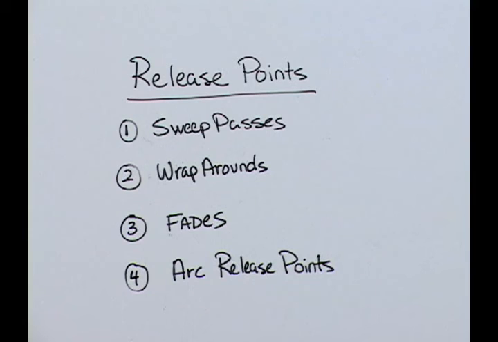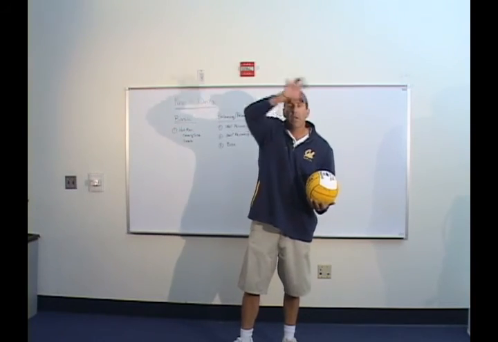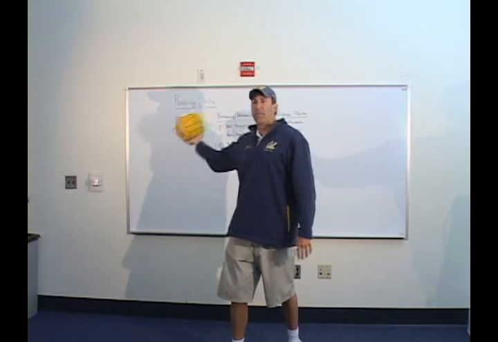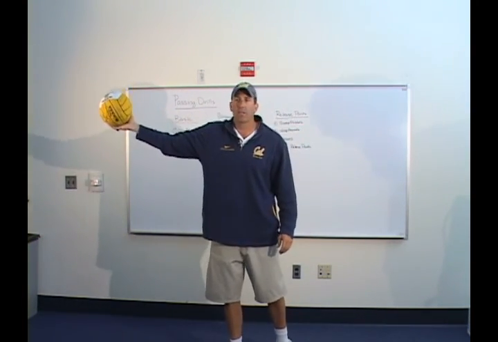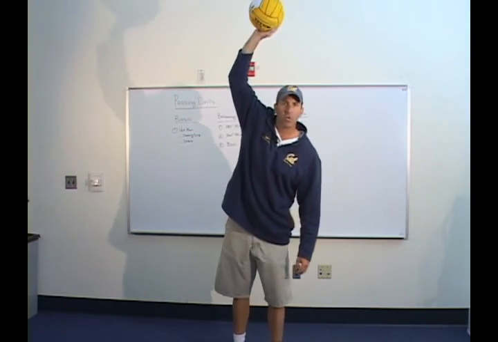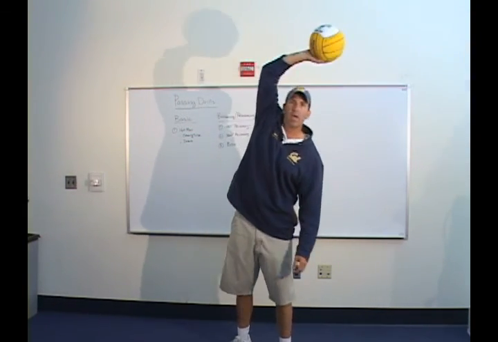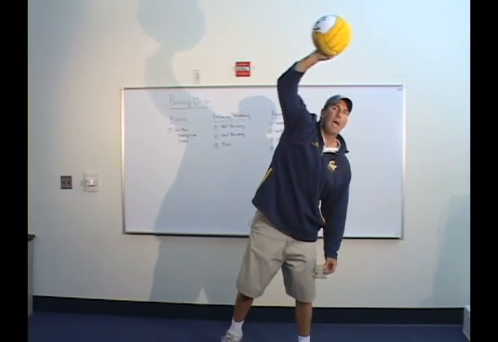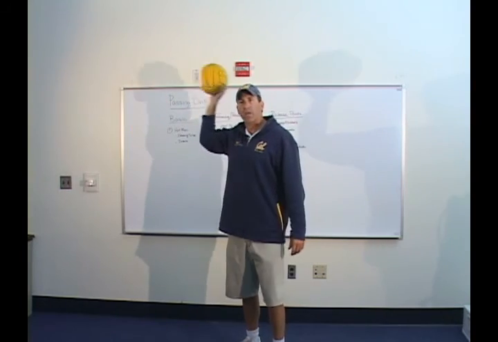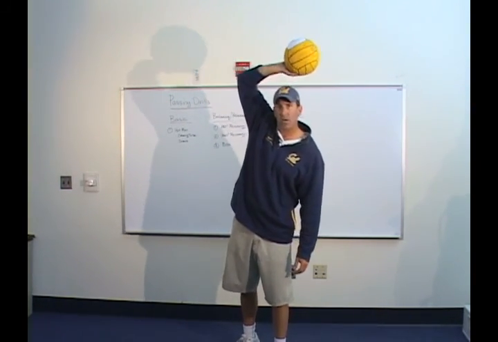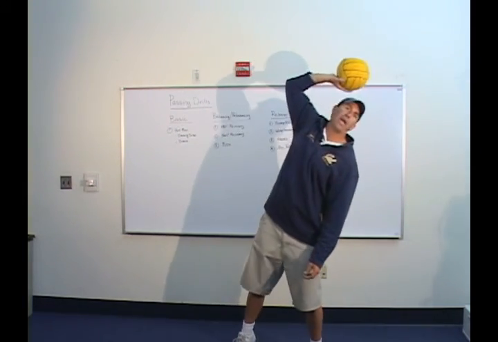The last one we're going to do is just an arc release point drill. And all I'm going to do is go in a semicircle around and use all of those release points. First, I'm going to go wide and make a pass. And when I get it back, I'm going to go maybe at a 45-degree angle. Then I'm going to go straight over the top. Then I'm going to come to my left side, and then I might fade to make that pass, okay? So I'll start off wide, then a 45, then over the top. Then I'll go off of my opposite ear to make a pass, and then I'll fade and make the pass.